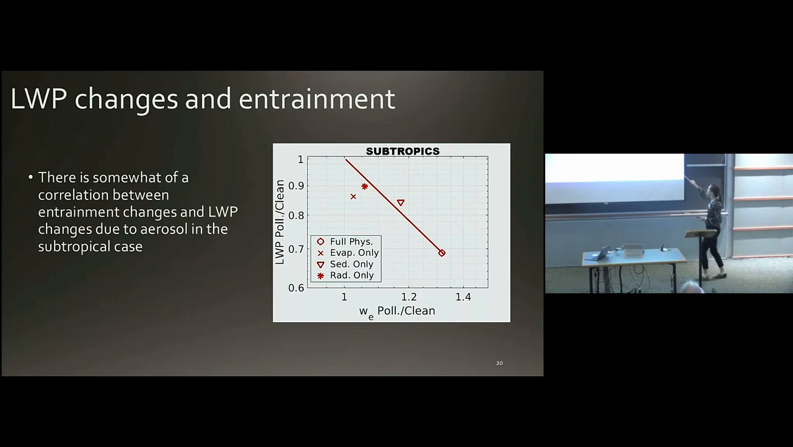So I've drawn this line kind of arbitrarily from the full physics simulation up through the origin at 1, 1, and the points, at least these two, fall fairly close to that line, and my evaporation test falls a little bit outside of that.